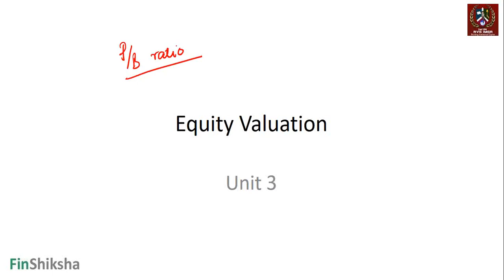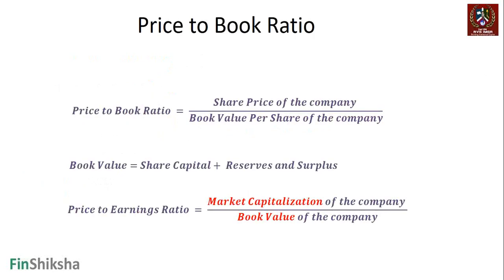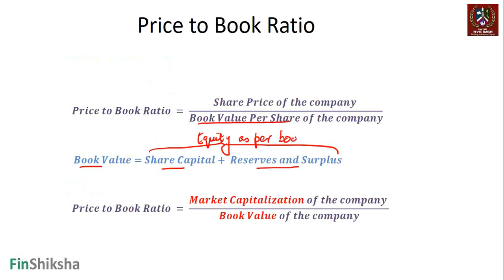Now we look at the price to book ratio calculation, and try to understand what it means. The price to book ratio is nothing but the share price of the company divided by the book value per share of the company. What do we mean by book value? Book value for a company is the share capital plus reserves and surplus. In other words, the value of equity of the company as per the books of accounts.